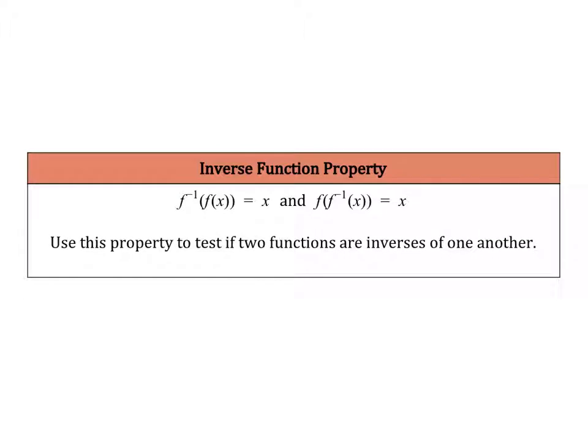Okay, so now we're going to talk about what's called the inverse function property. This essentially states that if you plug an original function into its inverse, or an inverse into the original function, and you evaluate that composition, you should always result in x. So we can use this property to test if two functions are inverses of one another. All you need to do is plug the function into its inverse, or vice versa, and simplify, and if you end up with x, then they are in fact inverses.